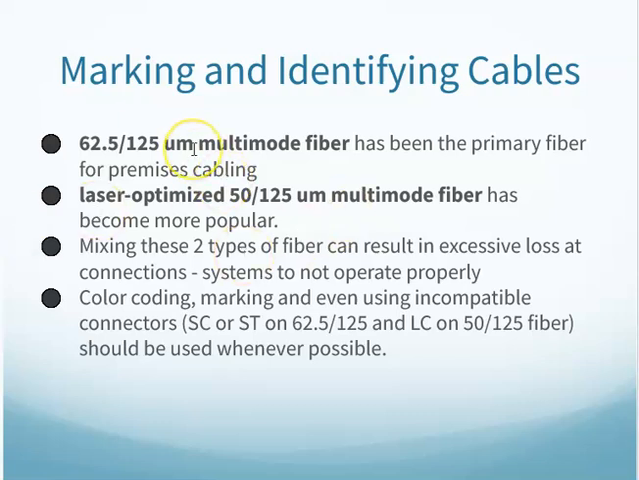Here they remind us that once upon a time 62.5/125 was the primary fiber for premise cabling. As we move along bandwidth-wise, the laser-optimized 50/125 has become more popular. So a lot of your systems are now using that one. You need to make sure you don't intermix them or connect those two together. That'd be like taking two garden hoses of different sizes and trying to connect them together. The bigger one to the smaller one, water's going to squirt all around. And here, that's exactly what it's telling us. Mixing those two, you're going to have excessive loss at the connection, and it might not even work properly.